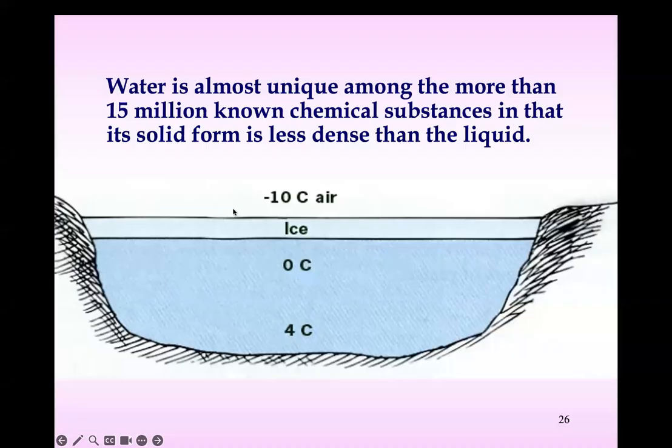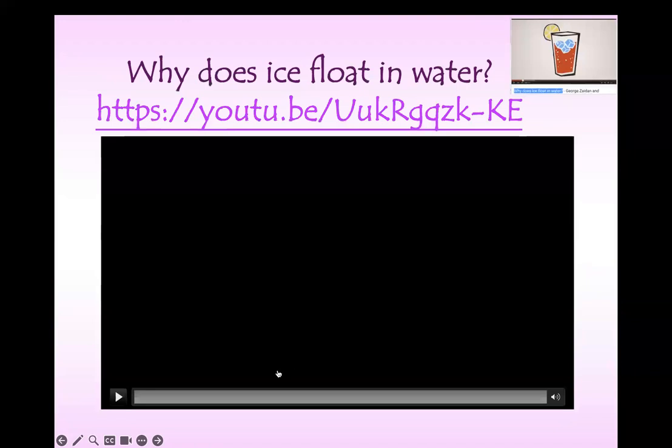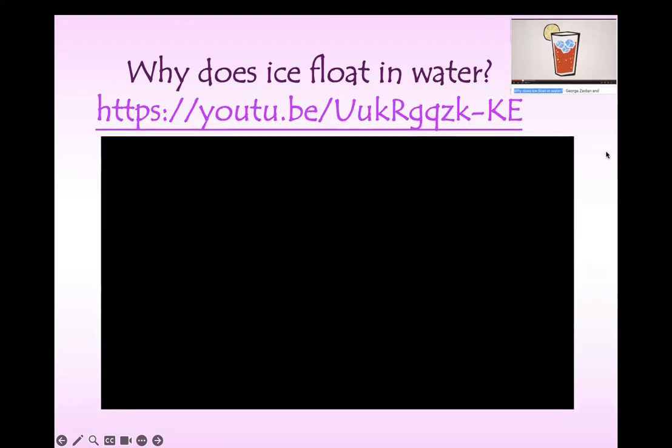Water is almost unique among the more than 150 million known chemical substances in that the solid is less dense than the liquid. So once the ice has formed, it has an insulating effect. It cannot affect the bottom. As a result, at the bottom, the fish can still move. They will not die. Why does ice float on water? You may refer to this YouTube video later by yourself.